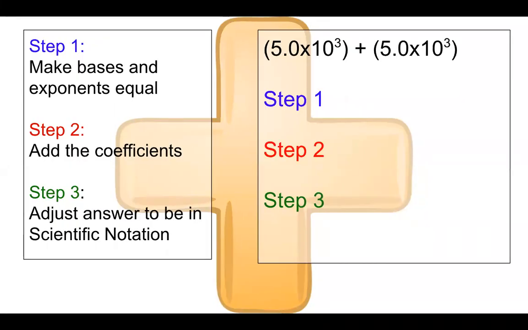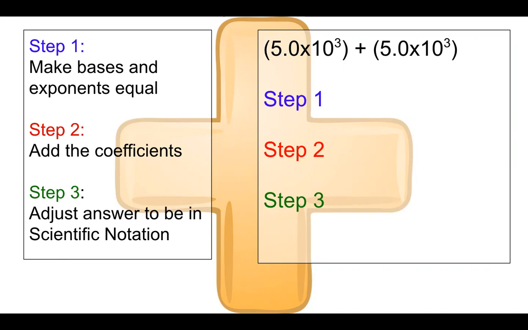So we've got 5.0 times 10 to the third. That is in scientific notation. And now we are adding that to another value, 5.0 times 10 to the third.